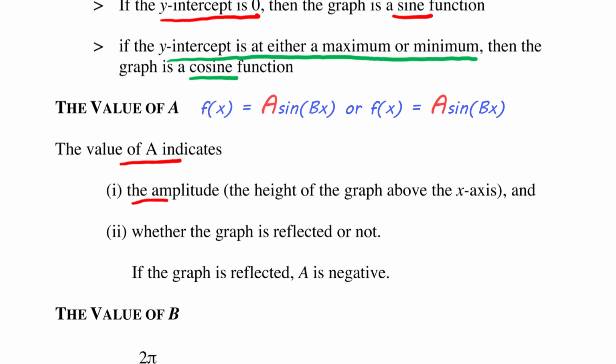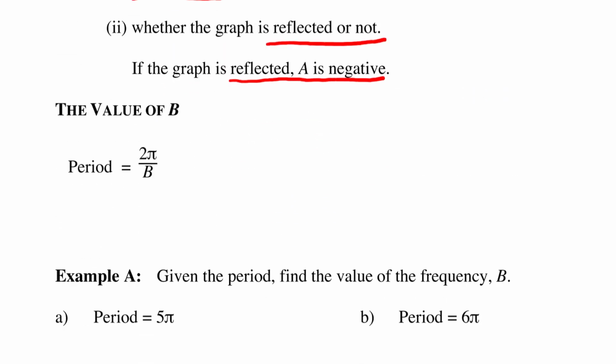All right, the value of a. That's the amplitude, and we can recognize that by the y-axis values. And also it tells us whether the function is reflected or not, whether it's reflected about the x-axis. And if it is, then a is a negative number.